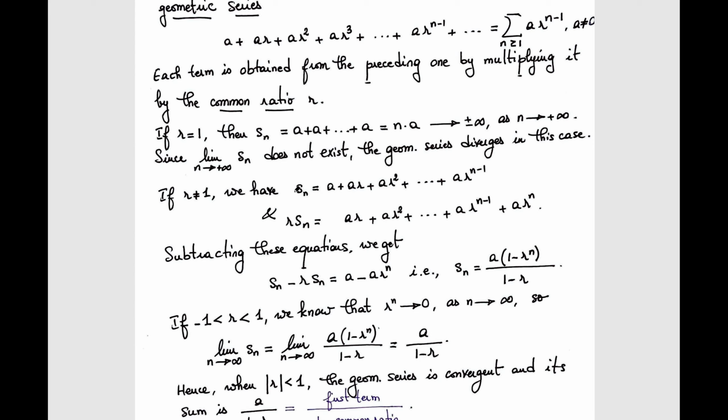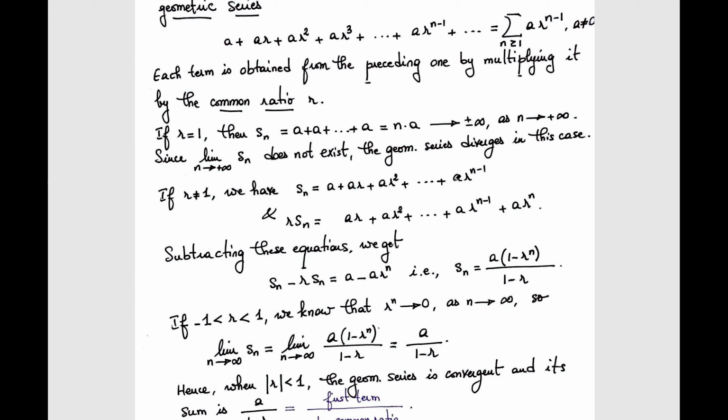Okay. And now let's multiply this guy by r. Let's multiply both sides of this equation by r. We get r times sn equals, this guy becomes r times a, or a times r. So I'm going to start here. This guy becomes ar squared. So here, this guy becomes ar cubed, and so on.